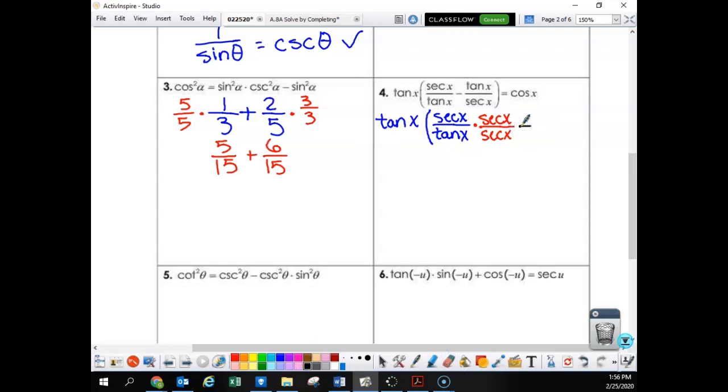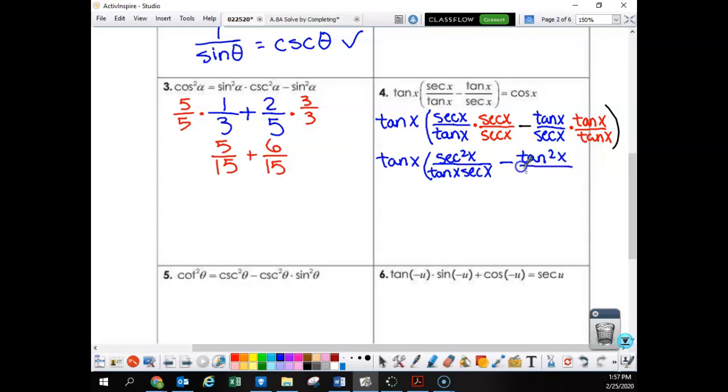And then we subtract the other fraction, which is tangent x over secant x. What am I going to multiply this by? Tangent x over tangent x. All right, so it's the opposite denominator over itself. Okay. So then, here secant times secant would be secant squared x over tangent secant, minus tangent times tangent would be tangent squared x over tangent secant.